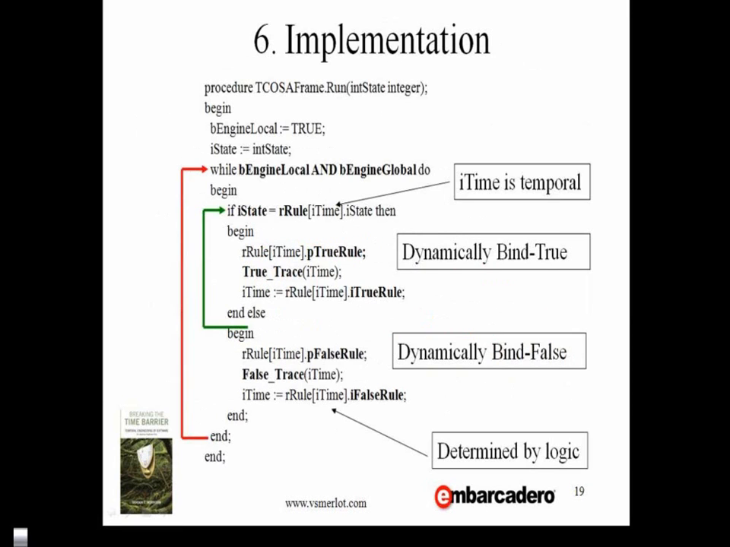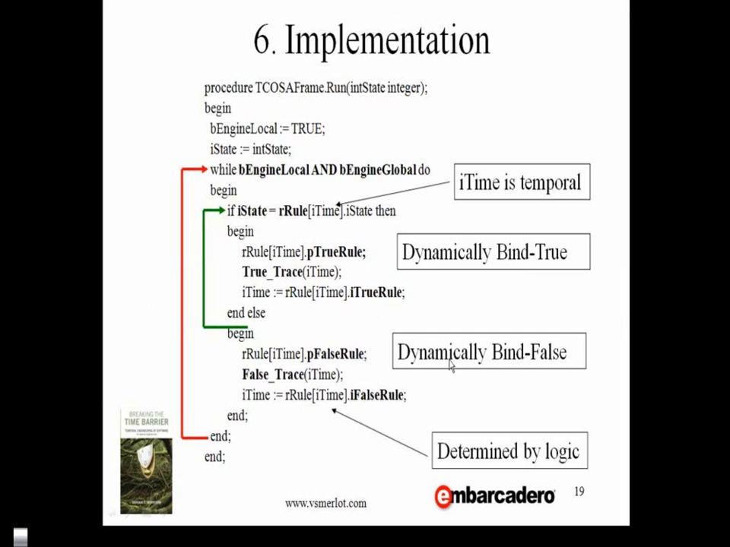The implementation. The interface to the engine may change, but the fundamental core remains the same for each engine table type. You can see the dynamic state is coming into this engine. While the preemption loop is true, so while the local and global engine values are true, this will iterate. The dynamic state is compared to the static state at this row in the table. If it's true, it dynamically binds to the true procedure, provides a trace, and returns the next location to execute.